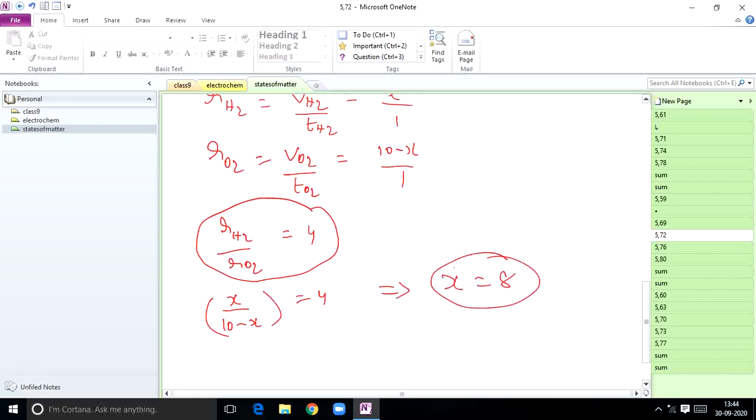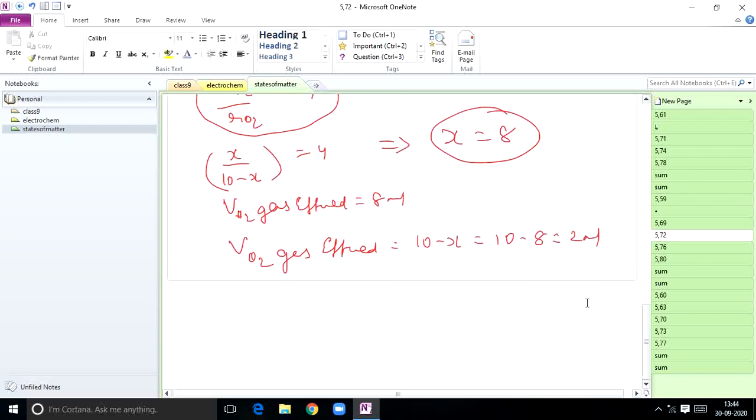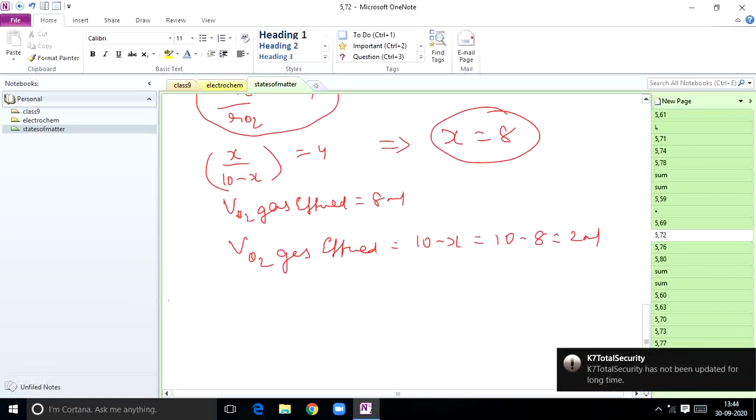What is x here? Volume of hydrogen gas effused, 8 ml. So volume of hydrogen gas effused is equal to 8 ml. Next, volume of oxygen gas effused will be 10 minus x, that is 10 minus 8, 2 ml. Next, what is the composition of residual gas? We know how much of each gas came out: hydrogen 8 ml, oxygen 2 ml.